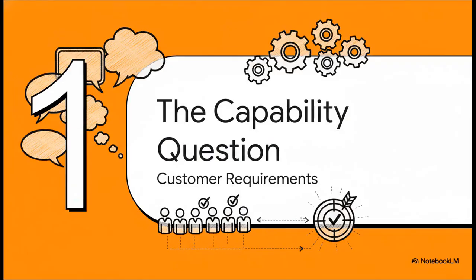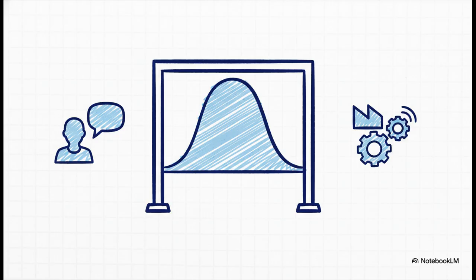So let's start at the 30,000-foot view. When we talk about capability, what's the core question we're really trying to answer? It all boils down to one simple thing. Are we meeting our customers' requirements consistently? This is the key idea right here.